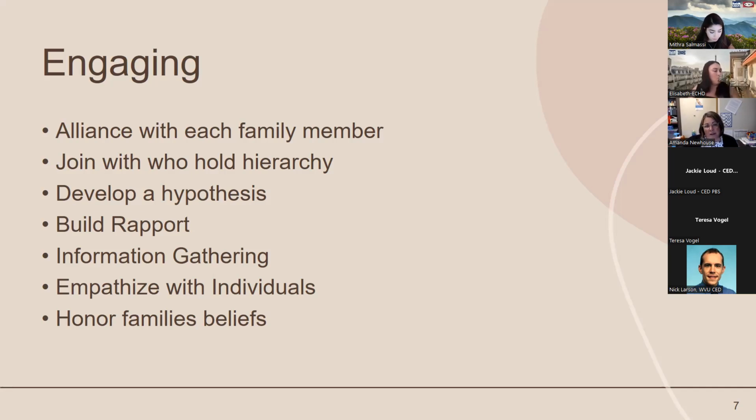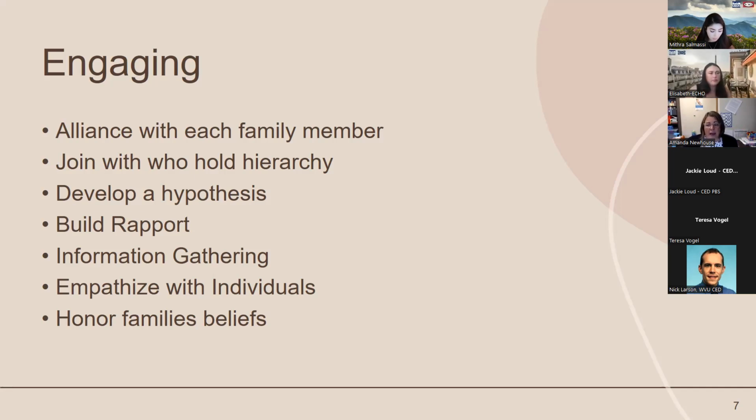Develop a hypothesis. We'll talk about it throughout. You don't only develop it yourself, but you develop it with the family. So a hypothesis that addresses the content and the process, and we'll talk about that. You want to build rapport again with each family member.